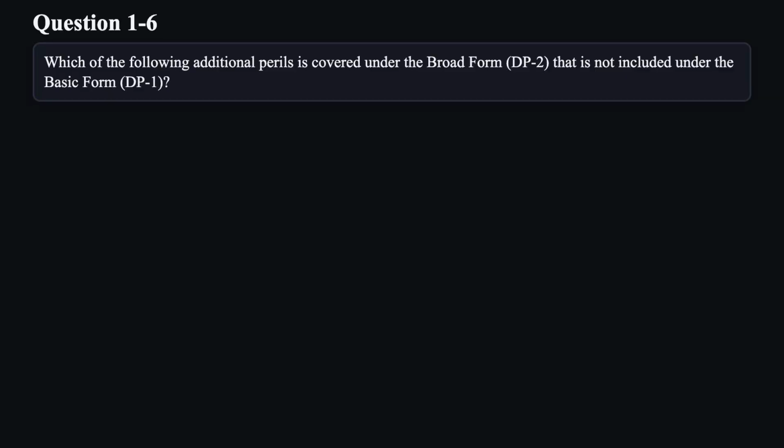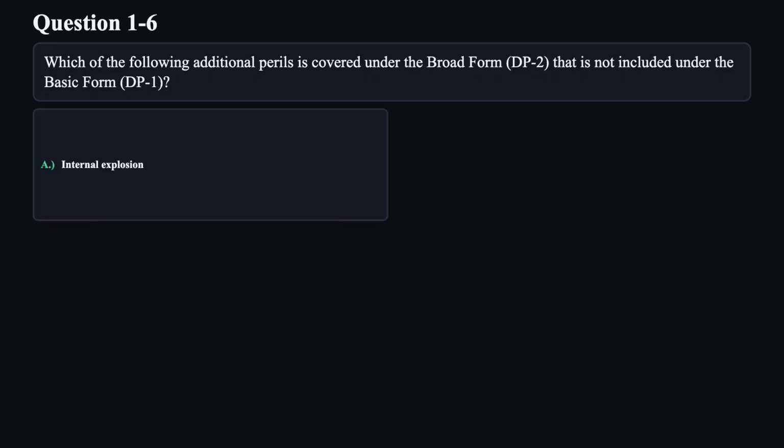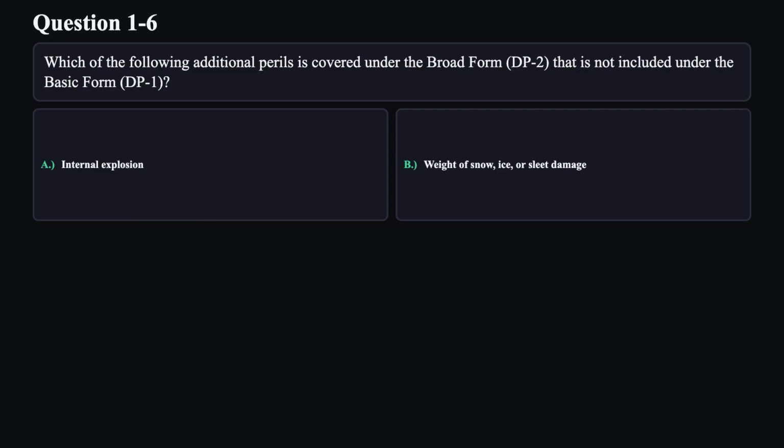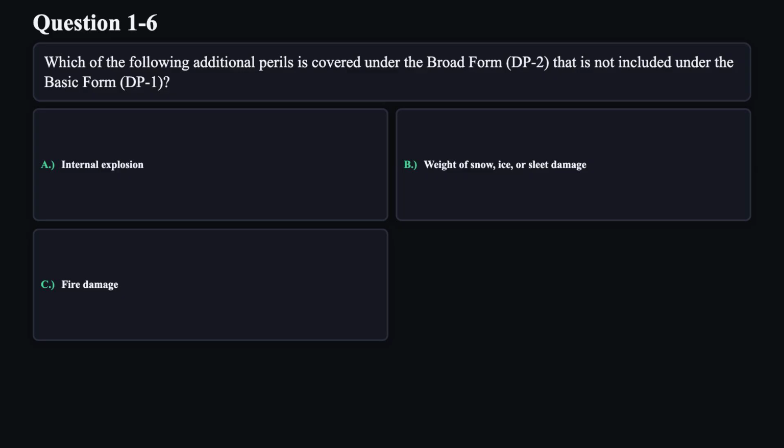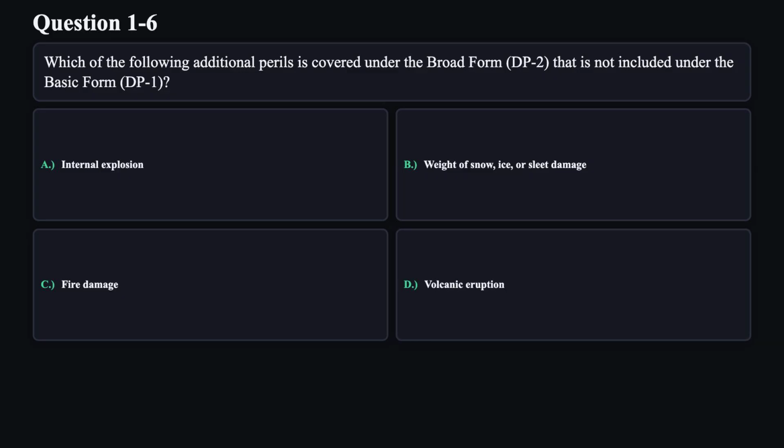Question 6. Which of the following additional perils is covered under the broad form, DP2, that is not included under the basic form, DP1? A. Internal explosion. B. Weight of snow, ice, or sleet damage. C. Fire damage. D. Volcanic eruption.